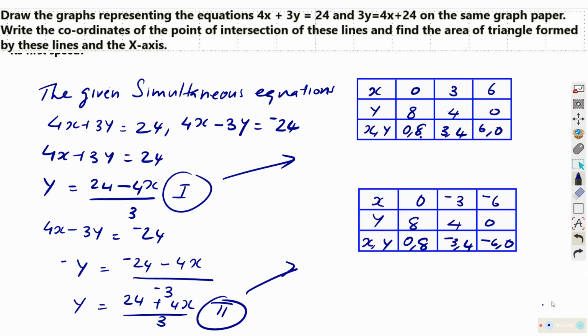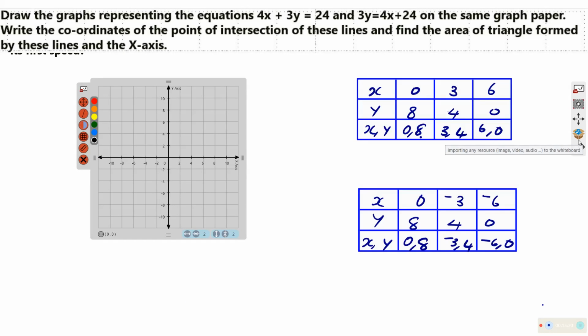We are to draw the graph representing the equations 4x plus 3y equal to 24, and 3y equal to 4x plus 24. This is the graph paper. We have to simply substitute the values on the graph paper. Let me mark the points and draw the line connecting the points. Please cooperate with me. I am going slow, I know. Let me mark it on the graph.